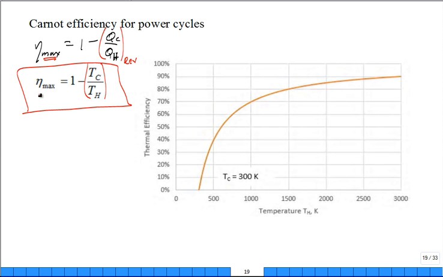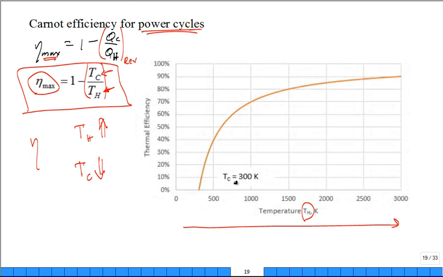It says that the maximum thermal efficiency of a power cycle depends on how far the temperatures are apart. So you want a large eta, make TH as big as possible. You want a large eta, make TC as low as possible. Here's a plot of increasing temperature TH for a fixed temperature TC. If you tried to have a heat engine where both of those temperatures are 300, there's nothing driving the heat transfer through the heat engine, the thermal efficiency is 0%. But if I increase TH, the maximum theoretical thermal efficiency improves.